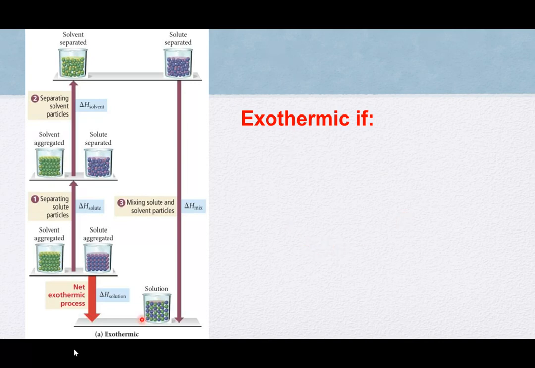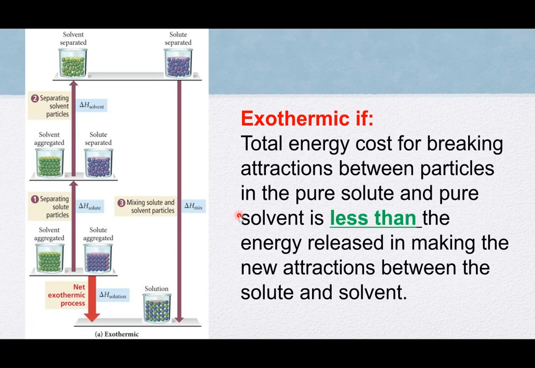So energy would be exiting the system into our bank account, if you want to stick with the investment analogy. So it's an exothermic process if the total energy cost for breaking attractions is less than the total energy released when we make the new attractions. Okay. So if the cost is less than the gain, we're going to have a net exothermic. Energy is going to exit the system.